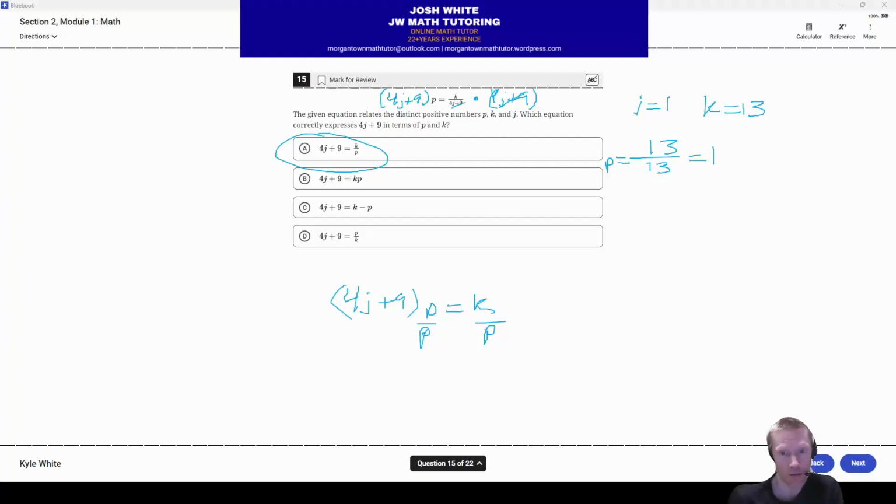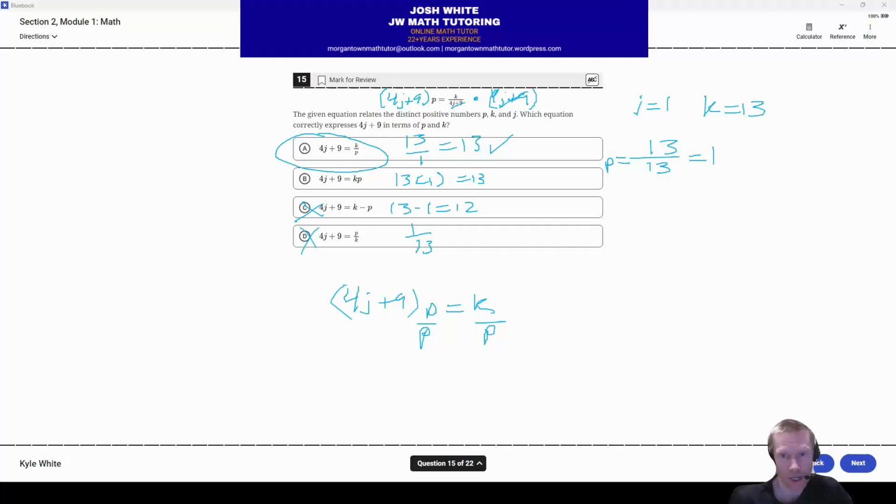So you're going through the answer choices and you're looking for which one on the right side is equal to 13. A is equal to k over p, 13 over 1, that is 13, that checks. B is equal to 13 times 1. That's also 13, so that could be a correct answer. C is 13 minus 1. That's 12. That's obviously wrong. And D is 1 divided by 13. So you cross it out.